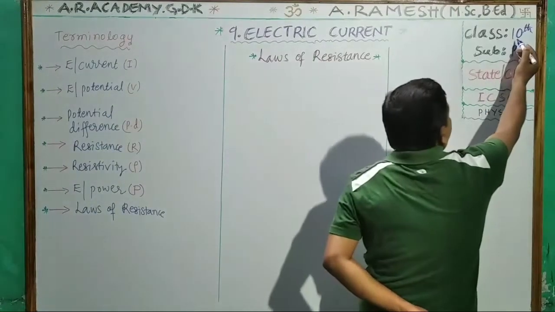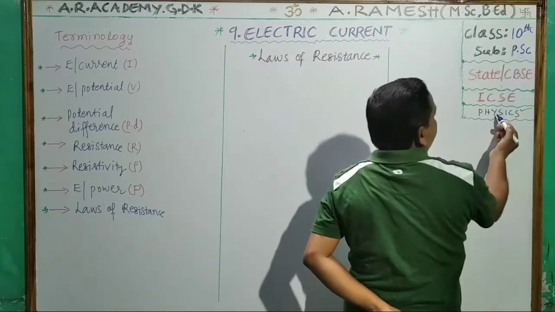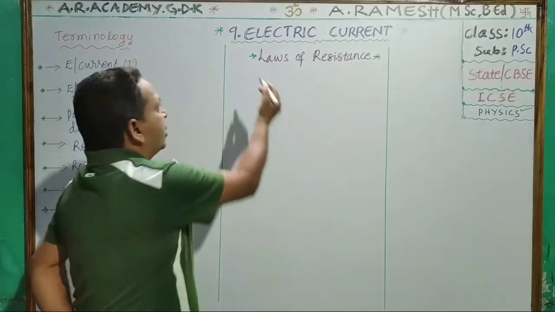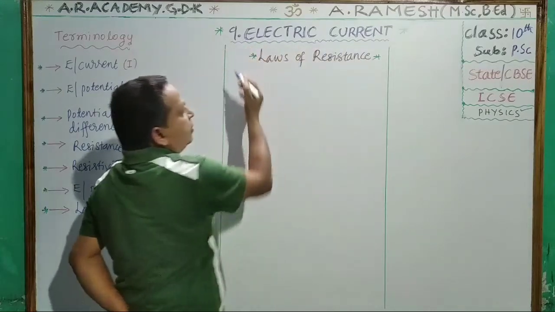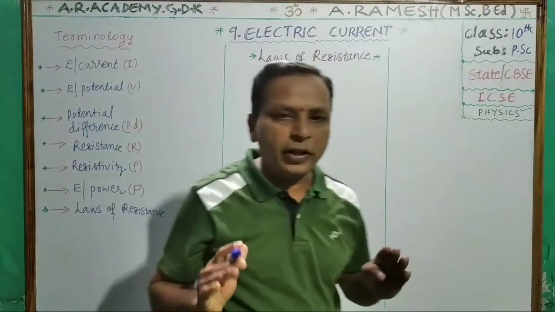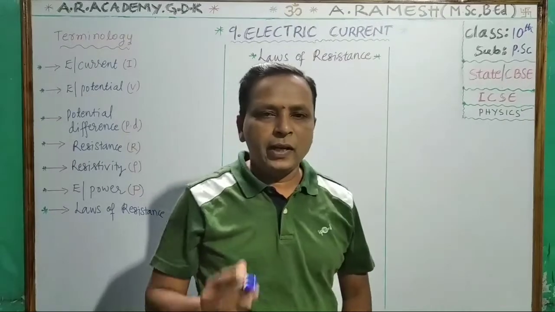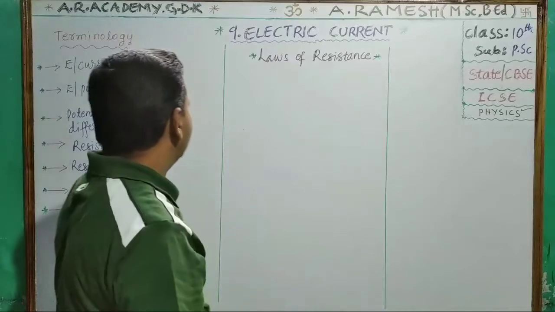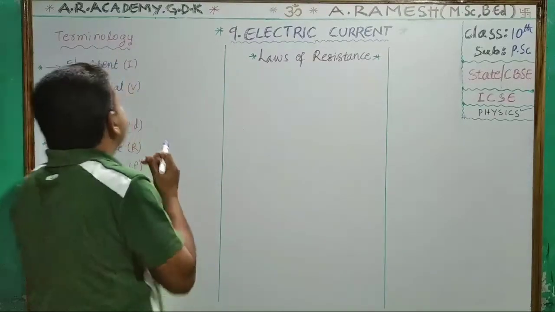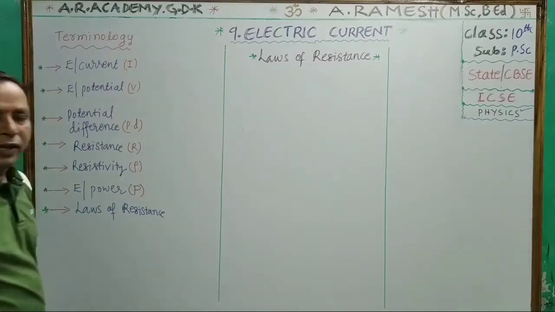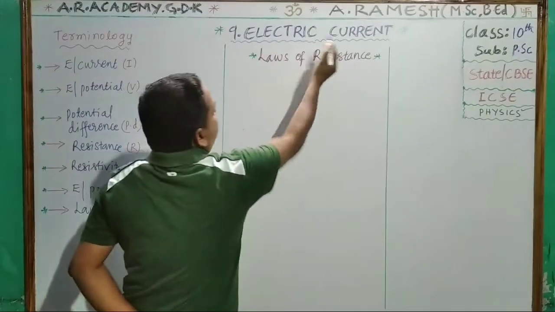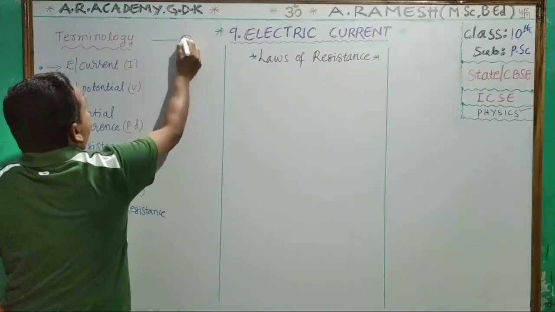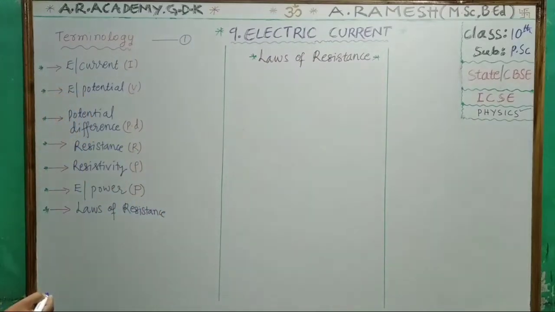Today, 10th class children from Physical Science, Physics. The lesson name is Electric Current, 9th lesson. From that, some of the important terminology you are going to learn, okay? Please look at the board, concentrate, and take notes also. First we will discuss terminology related to the electric current lesson. This is the first part. In the second part we will learn some more terminology related to it.